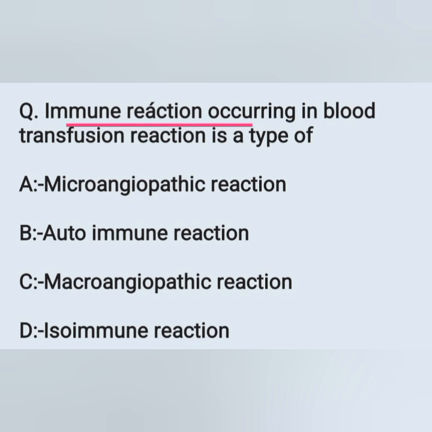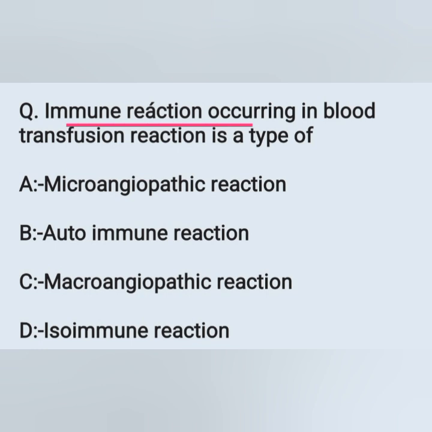Immune reaction occurring in a blood transfusion reaction is a type of, options. Option A, microangiopathic reaction. Option B, autoimmune reaction. Option C, macroangiopathic reaction. Option D, isoimmune reaction.